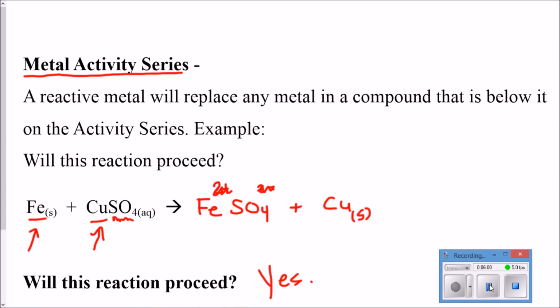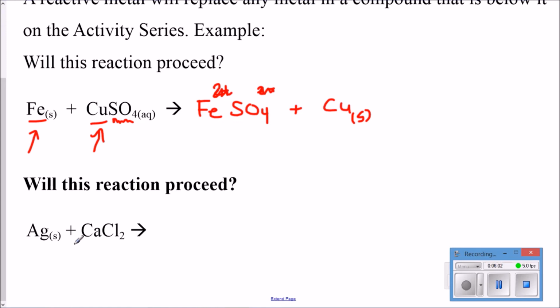So next what we're going to look at is silver and calcium chloride. Now we know these are the two metals, so we're going to see if they can compete with each other, and if silver is more attractive, it will win out over calcium. Let's take a look at the metal activity series.